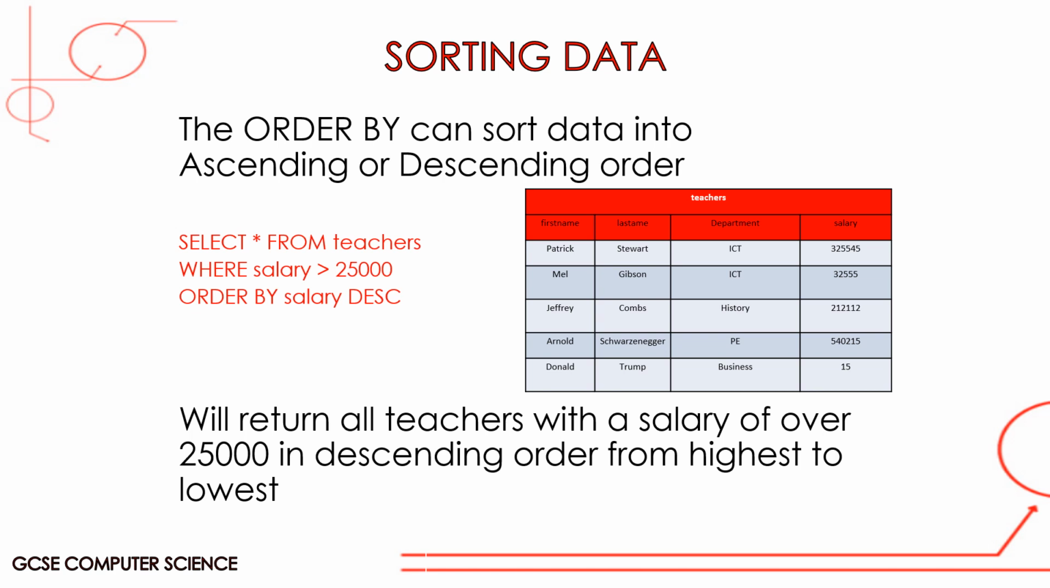Finally, when searching for data, you can use the term ORDER BY and say what you want to order it by, and then whether you want it to be ascending or descending. Ascending means to go up and descending means to go down.